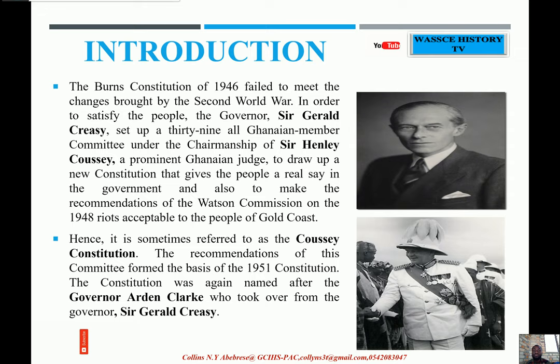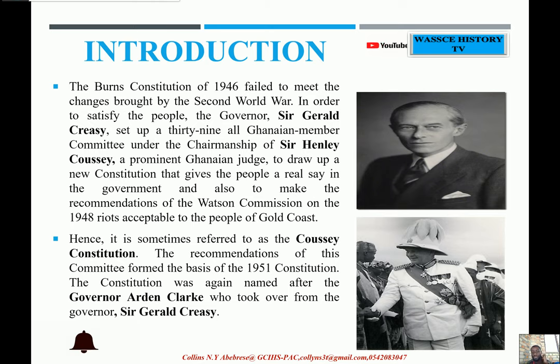So the reason why sometimes we call this 1951 Constitution the Coussey Constitution was because it was Sir Henry Coussey who chaired a committee to draft that constitution. The recommendations of this committee formed the basis of the 1951 Constitution.